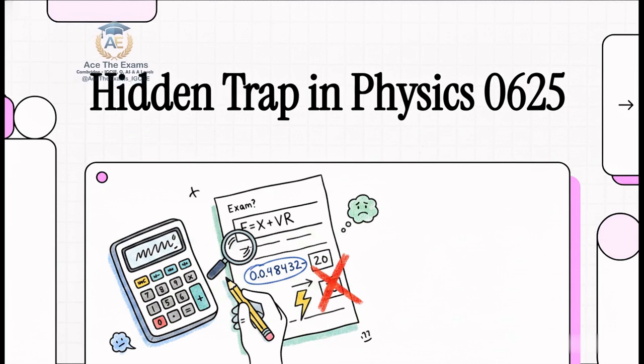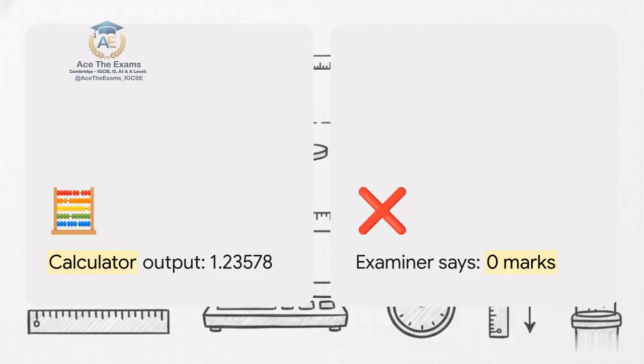In this explainer, you just lost the mark, and you literally have no idea why. Writing down exactly what your calculator spits out? Yeah, it feels right. I mean, calculators are perfectly accurate, aren't they? Well, in Physics 0625, doing exactly that is going to instantly destroy your mark. See, your calculator is mathematically correct, sure, but it is entirely scientifically ignorant. It has absolutely no clue what physical apparatus you actually use to get those numbers in the first place.